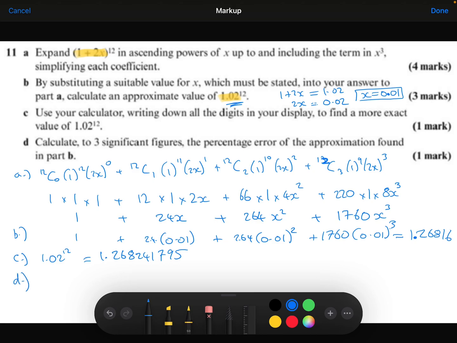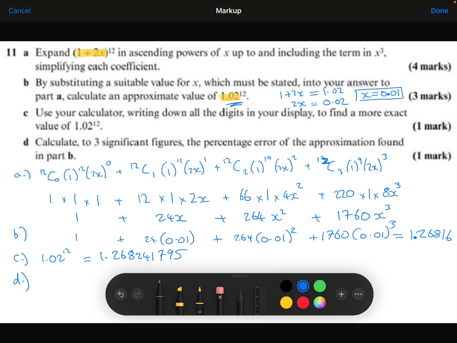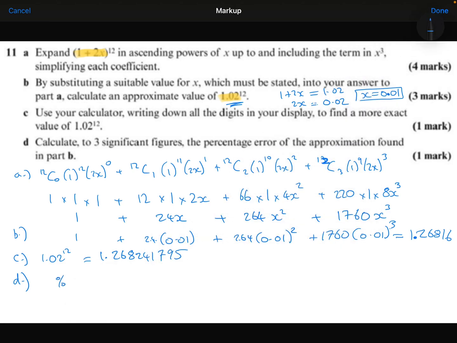Part D. Calculate to 3 significant figures the percentage error of the approximation found in part B. So, percentage error is found by doing the actual value, take away the estimate, divided by the actual, times 100.